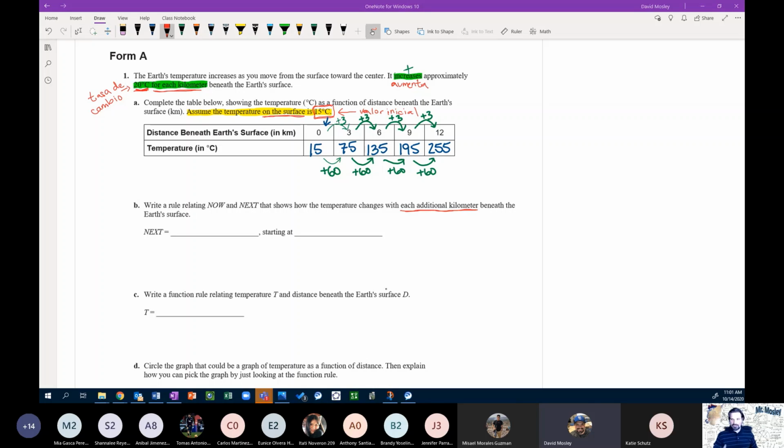Now next doesn't use the variables. It doesn't use y or x. Okay, so let me ask this. When I add a kilometer, how many degrees do I add? Is the answer 20? Yes. Okay, thank you, Michelle. It is 20. It's right up here, the tasa de cambio. We have 20 más por cada kilómetro.